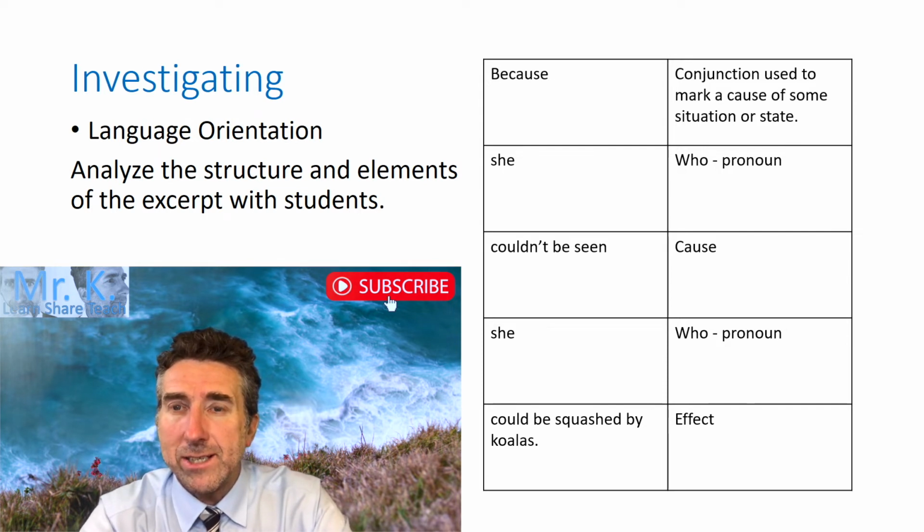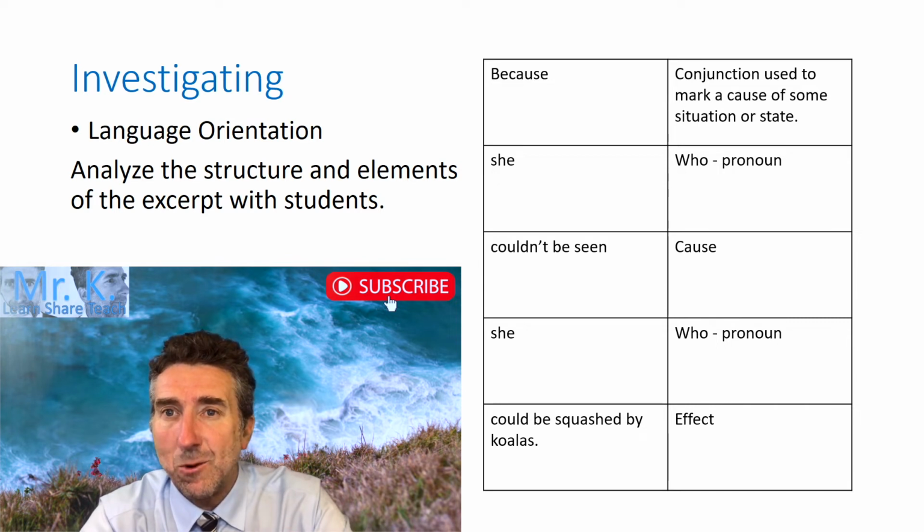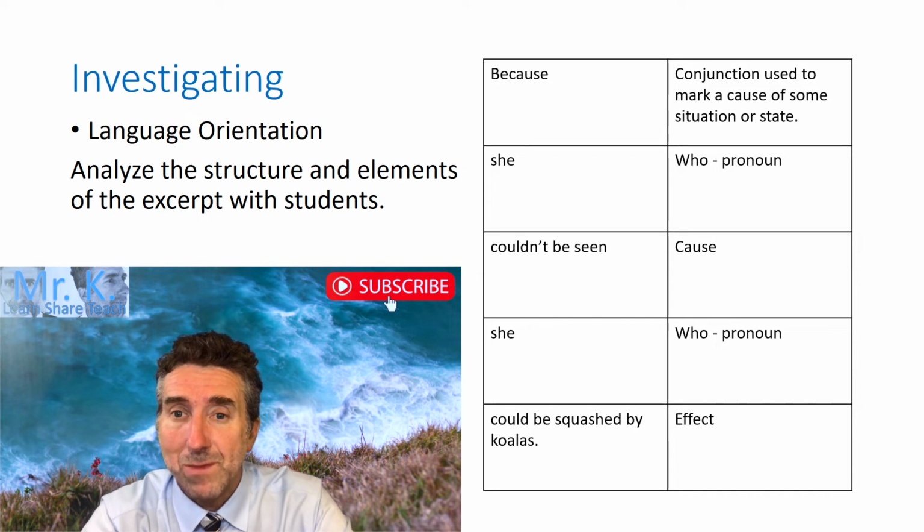Now, as you can see down next to each part of this sentence, we've got an analysis of that part of the sentence. So for example, the "because" is a conjunction used to mark a cause of some situation or state. The "she" is a pronoun saying who this is about, and then "couldn't be seen" is the cause. Then we've got the "she" again, which is the pronoun, and then finally "could be squashed by koalas" is the effect or the outcome of the original cause.